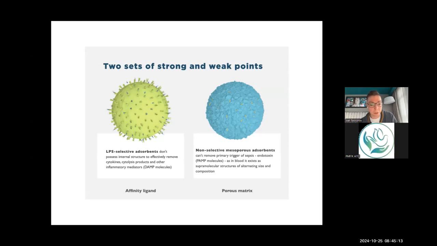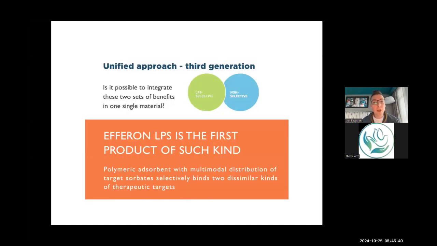They do not effectively remove cytokines, products of cytolysis, and other DAMP inflammatory mediators, which, I think you all will agree, it's critical to remove in sepsis patients. And we have a second generation of porous micromesoporous adsorbents, which cannot remove the primary trigger because of the variability of its size. What if it would be possible to integrate these two sets of benefits in one single material? And this is actually the idea behind our approach.